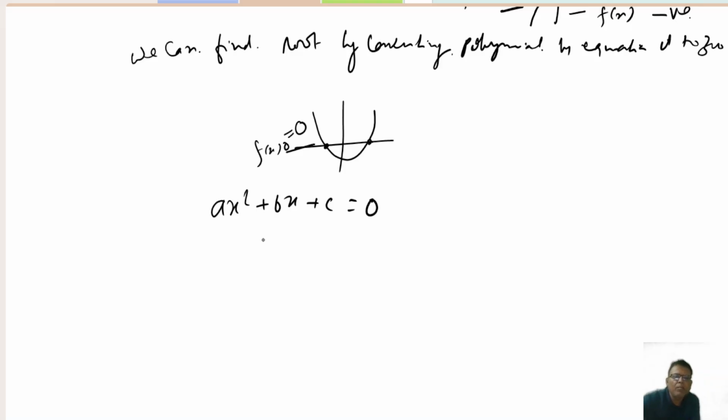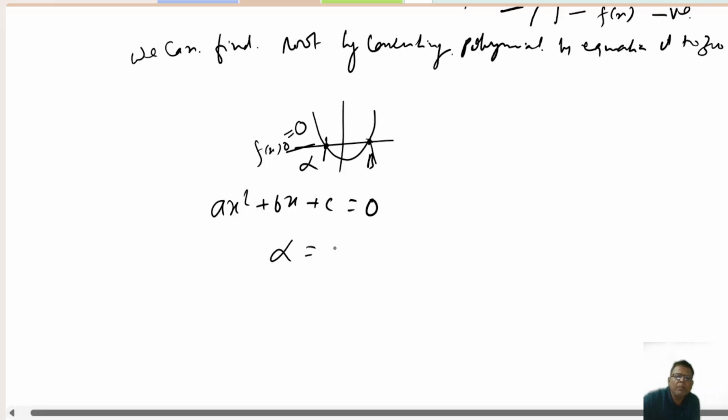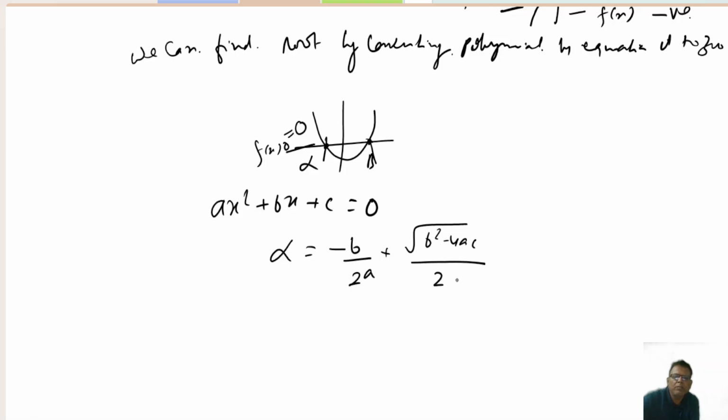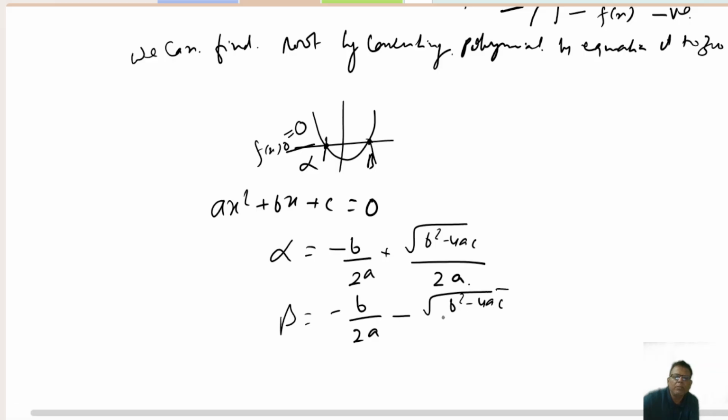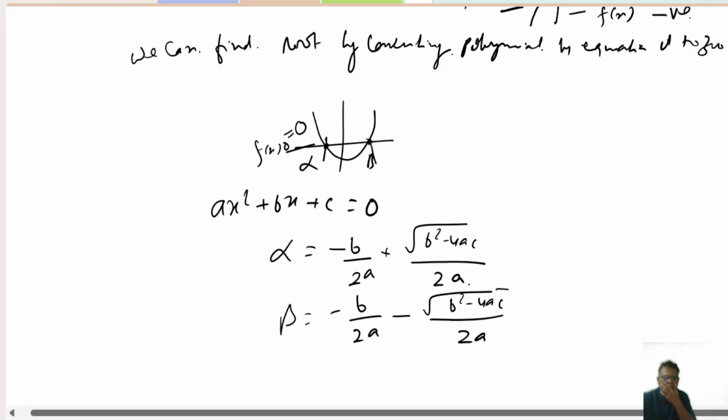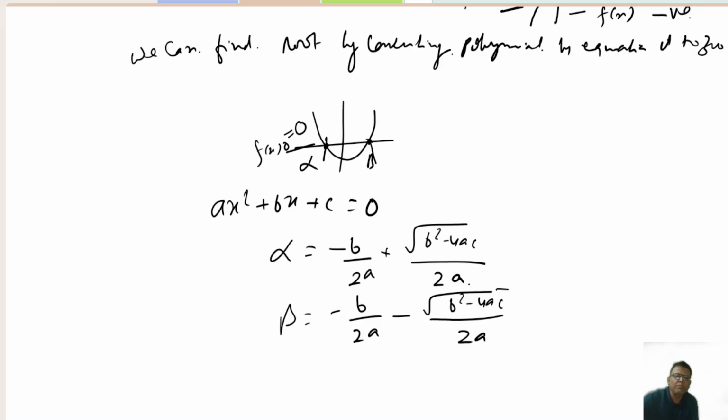Then these points, alpha and beta, suppose this is alpha, this is beta. Then alpha will be minus b by 2a plus root over b square minus 4ac by 2a. And beta will be minus b by 2a minus root over b square minus 4ac by 2a. So let us have some examples.